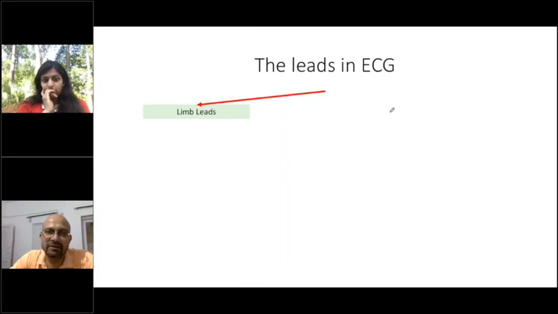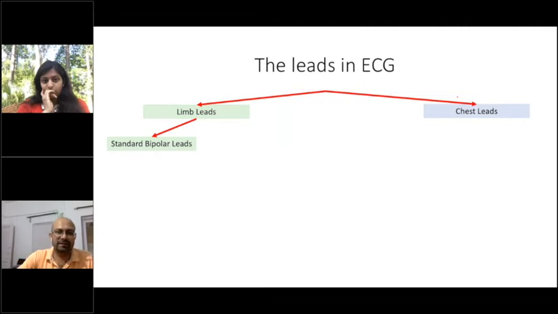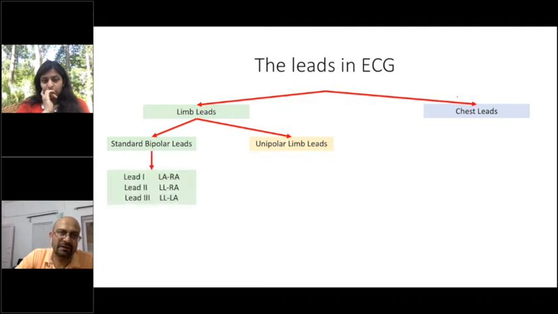So leads in ECG can be of two types, as you all know. One is the limb leads, and the second is the chest leads. The limb leads, again, could be the standard bipolar leads and the unipolar leads. So what happens in the standard limb leads?